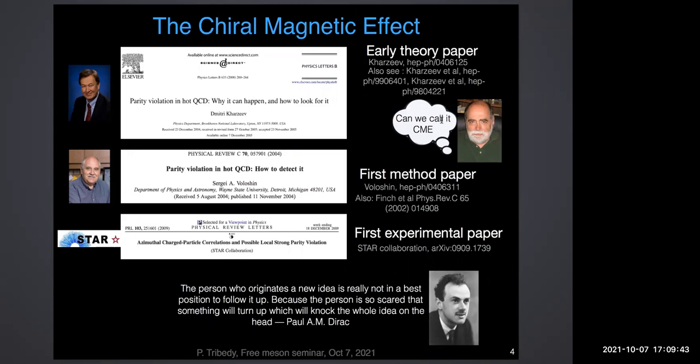There's another thing you need to know. To the best of my knowledge, it was Larry who first called this phenomenon the chiral magnetic effect. I may be wrong, but that's what I think I know. But then the first method paper, the experimental paper on how you can actually detect it in heavy ion collisions, was introduced by Sergei Voloshin in this very primary paper.